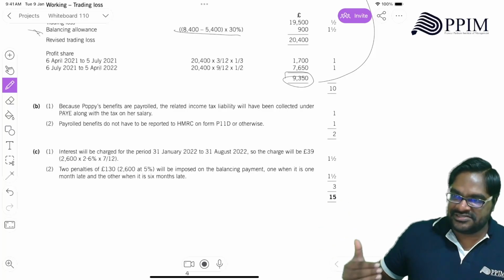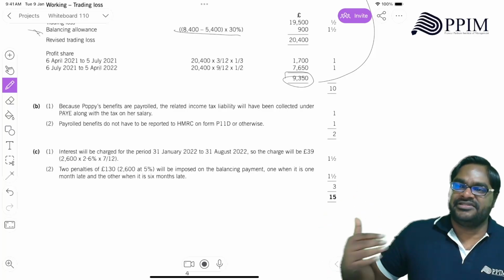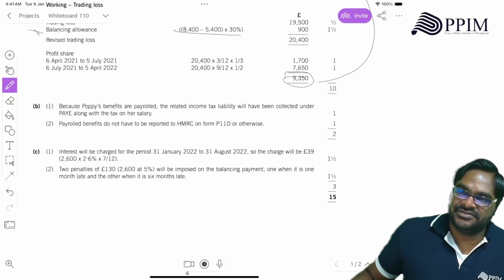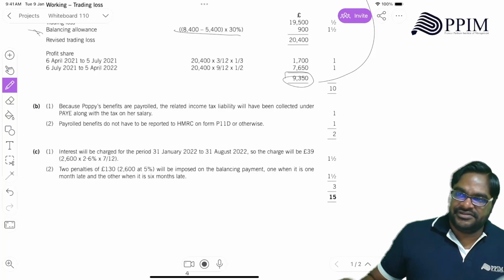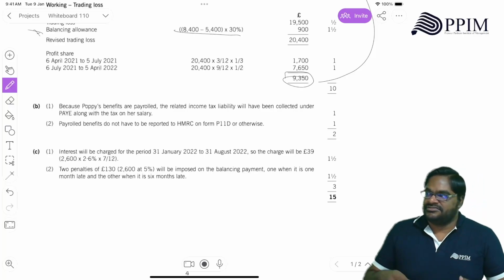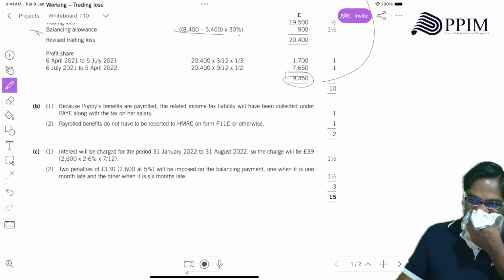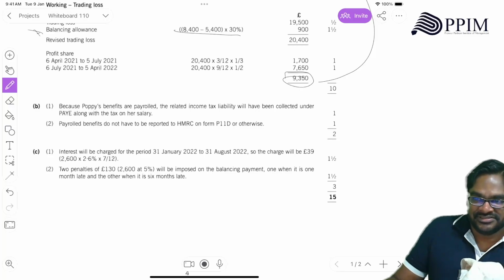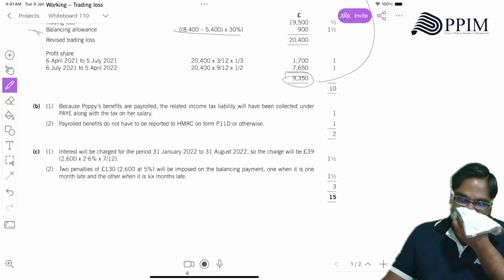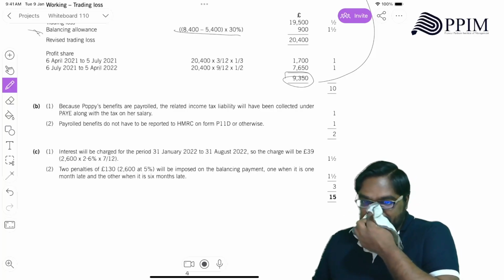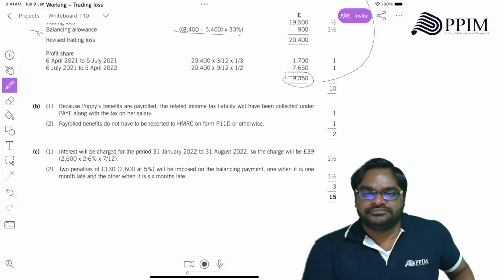So tax collection also they are asking. So tax collection is happening through the PAYE method. Yeah, they are payroll, not PAYE, payroll. So can you explain the second point? Payroll.